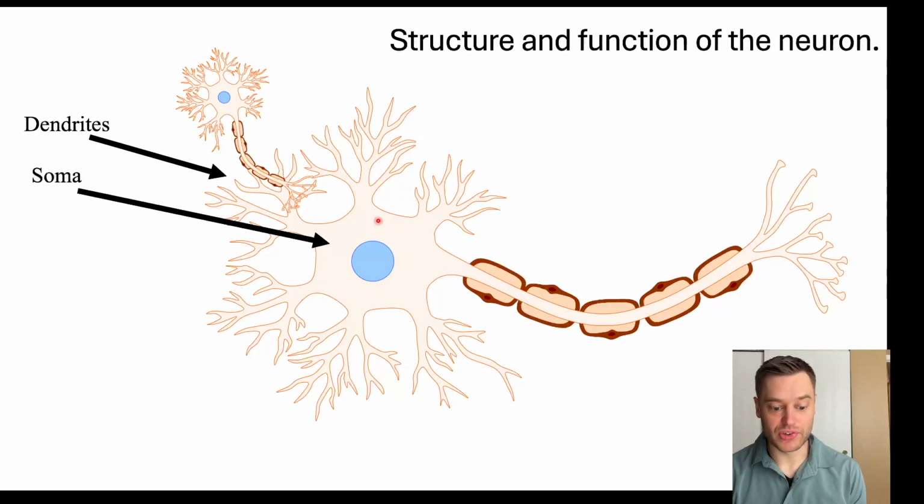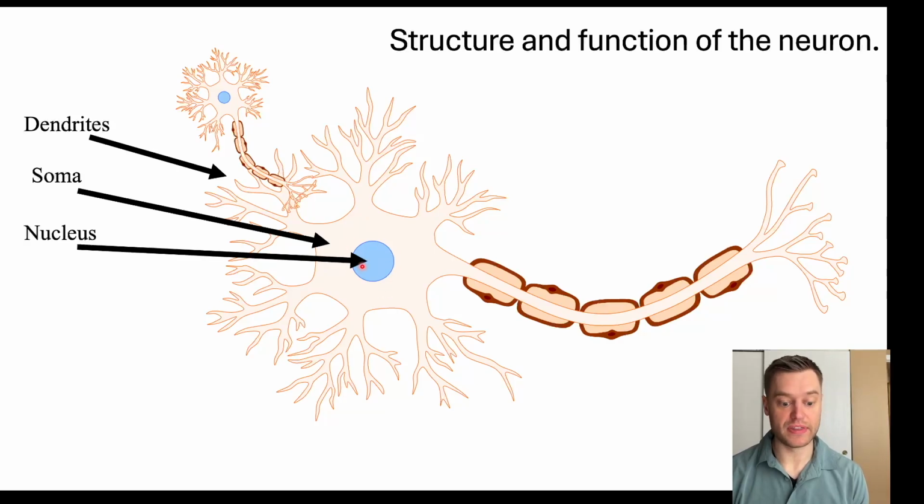We also have the soma, which again is going to be the same as what you would expect in a normal animal cell, which is the body of the cell. Soma means body, so it's the main body of the neuron. Within the soma, that's where we have the nucleus and also all those other organelles that we previously discussed: the mitochondria, the ribosomes, the endoplasmic reticulum, etc., along with the nucleus, all there in the soma.